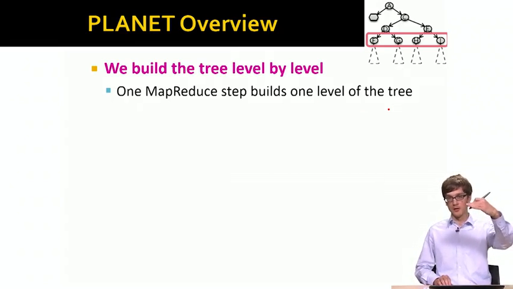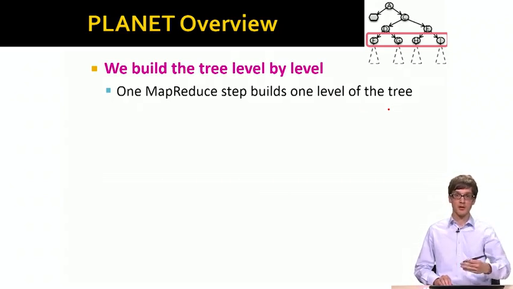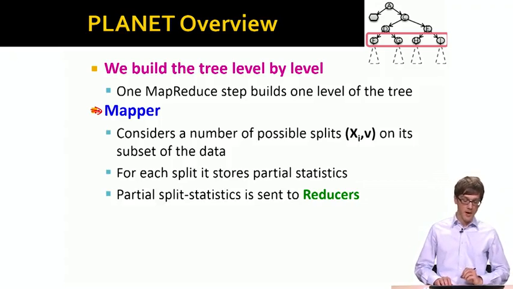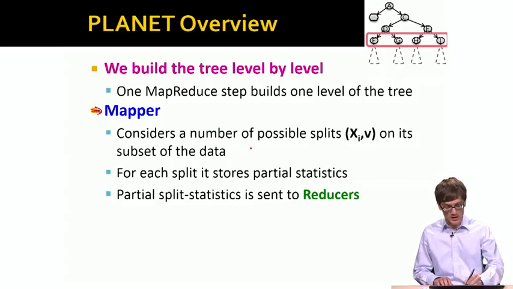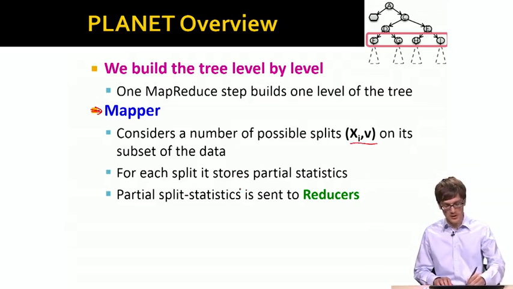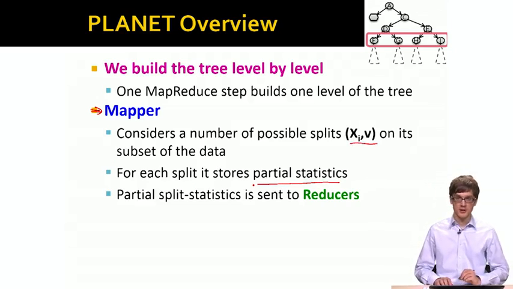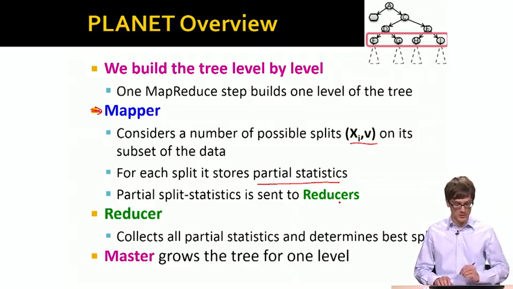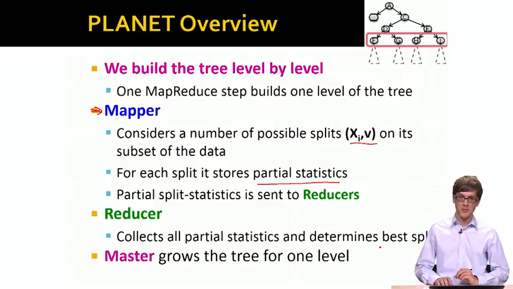So if you want to build a tree that is 10 levels deep, we need 10 MapReduce jobs or steps or iterations of it. And in particular, at a high level, the mapper will consider a number of possible splits on a given subset of data. And for each split, it will store the partial statistics, so that the partial statistic is sent to the reducer, the reducer collects the partial statistics and determines the best split.